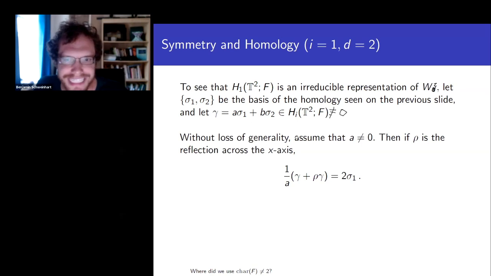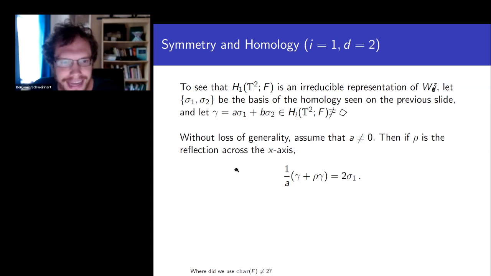So since gamma is not 0, then either A doesn't equal 0 or B doesn't equal 0. And since the directions are symmetric, we can assume without loss of generality that A doesn't equal 0. So now what we can do is we can take rho to be the reflection across the x-axis. So this is going to send sigma 2 to negative sigma 2. Okay, as we saw in the previous slide.